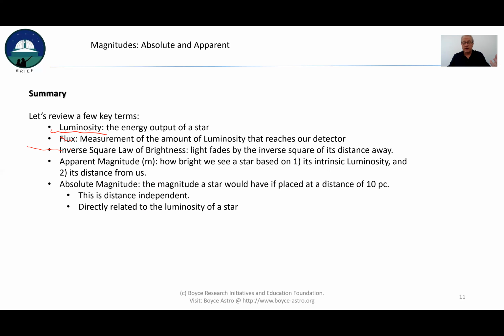It's nothing to do with the luminosity, its total power. It's just that what I see is less because of how far away this thing is. The apparent magnitude is what I see in the night sky. The absolute magnitude is how bright all stars are at a distance of 10 parsecs. So these are all key terms that we'll discuss.